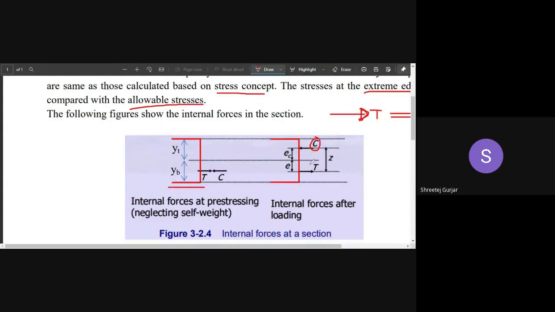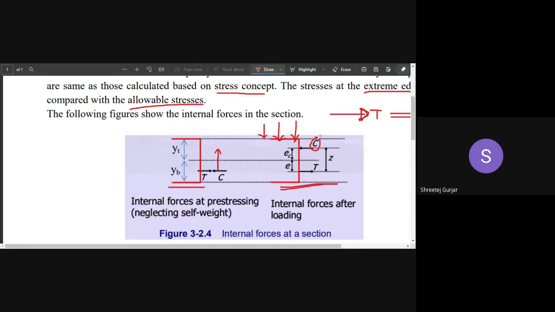Then, because of your loading which is coming, that is a live load, and also because of your dead load, the resultant compressive force C changes its direction. It starts moving upwards. So you can see it has moved up till this position. At this location it is currently located because of your loading. So this is at a service stage.